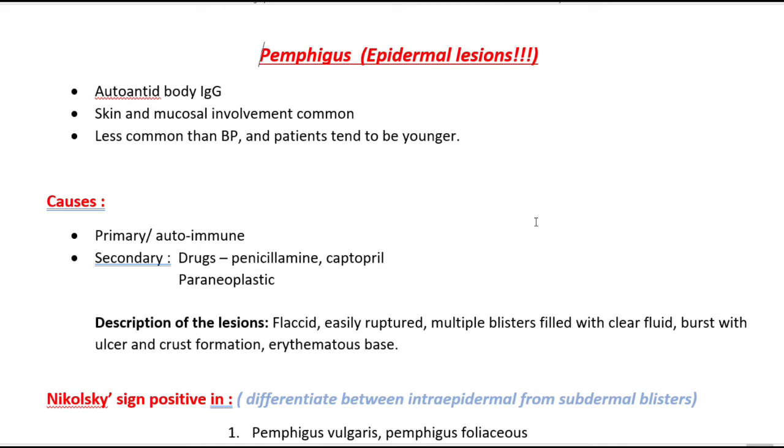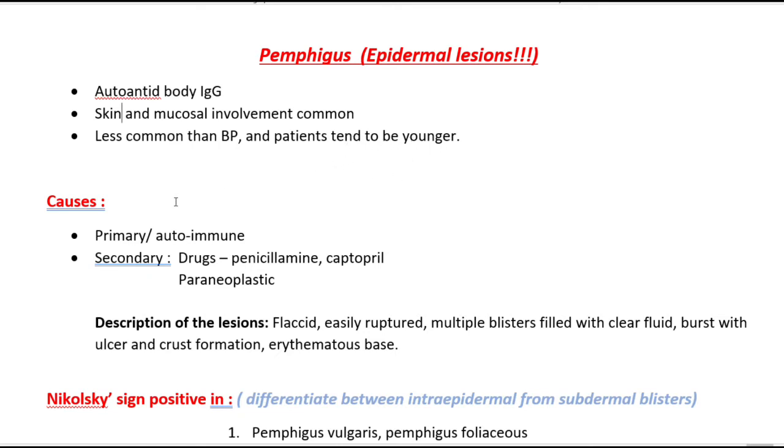Now, what is pemphigus? Actually, pemphigus is an autoimmune disease. Here, the autoantibody like immunoglobulin G is found in the intercellular region of the epidermis, and here the skin and mucosal involvement is common, and it is less common than bullous pemphigoid. And in pemphigus, the patients tend to be younger.